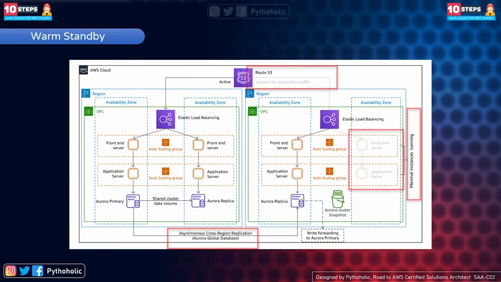And when you have a disaster, or if you want to support more users or traffic, you can also allow routing to this region by just scaling the resources that you have. Currently, if you see, the Route 53 is inactive for the production traffic, but if you want, you can also route the traffic by allowing the traffic through this. And if you want to support more traffic, then you can also scale it up. So on the right hand side, you can see it is mentioned minimal instances running. So we just need to scale it up to match the production environment. So I hope you understand the difference between warm standby and pilot light. In pilot light, the services are turned off completely, but in warm standby, it is scaled down.